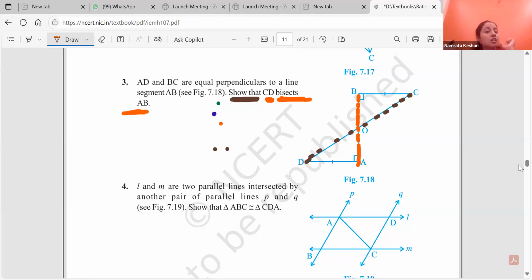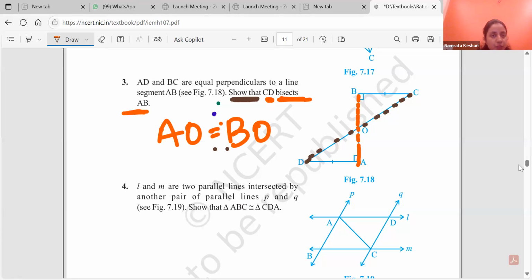It's not like CD is getting cut, AB is also getting cut. It's not like that. Be careful. Okay, CD is cutting AB in two equal parts. Making sense? Yes, ma'am. So you can understand CD is just dividing AB in two equal parts. That's what we have to prove. We have to show that AO and BO are equal in length. Yes or no? Yes, ma'am.